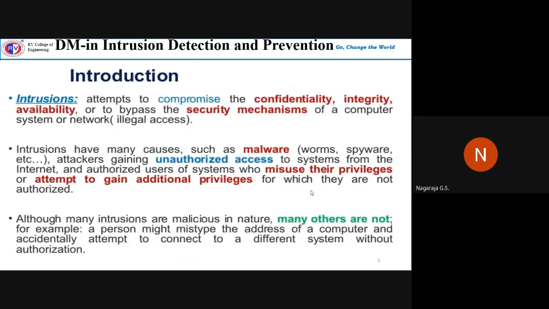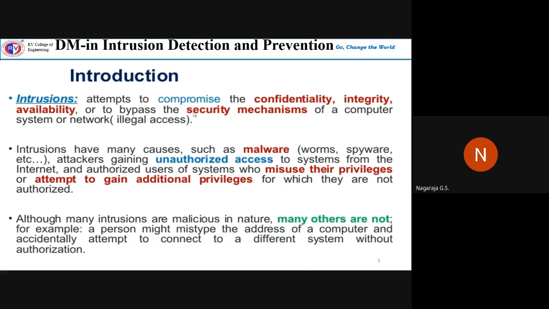To understand more details, there will be intrusions. Intrusion attempts to compromise confidentiality, integrity, and availability, or to bypass the security mechanisms of a computer system or a network. Because we say that most of the time, CIA is a keyword: confidentiality, integrity, and availability. I think you have already come across these aspects.